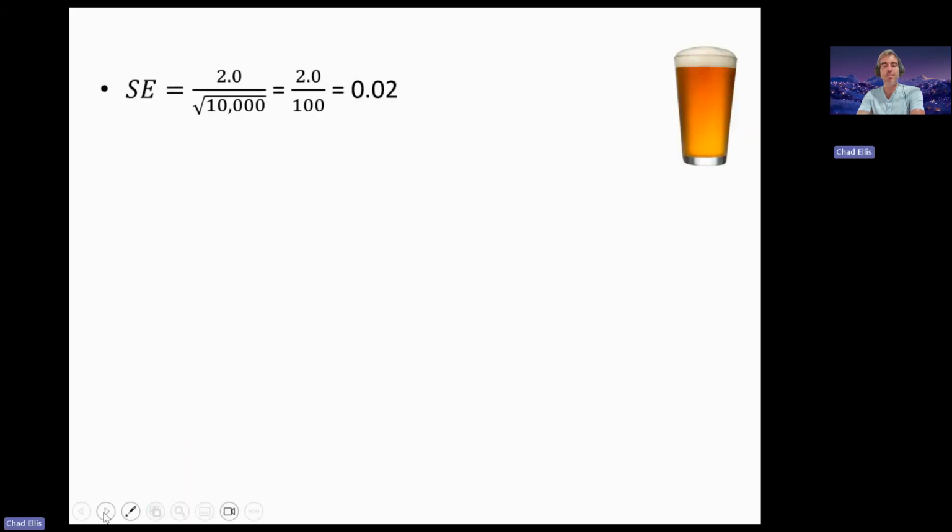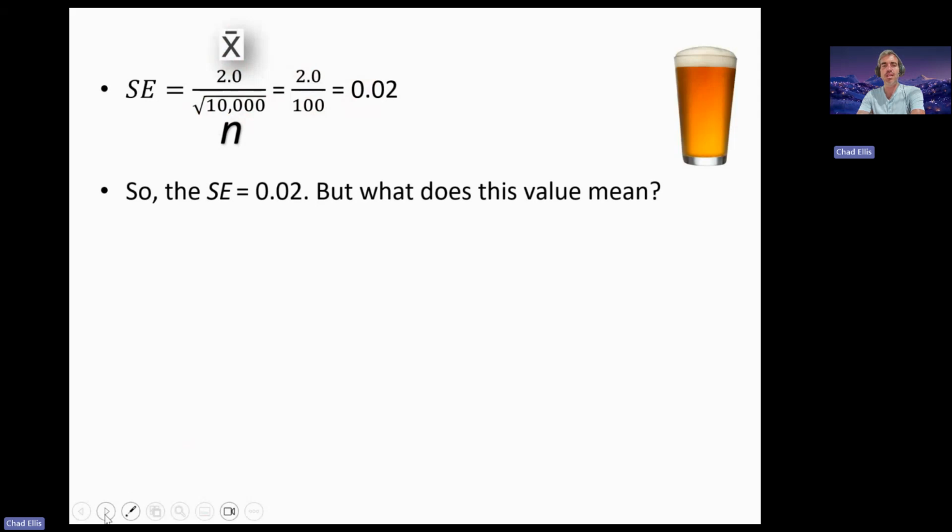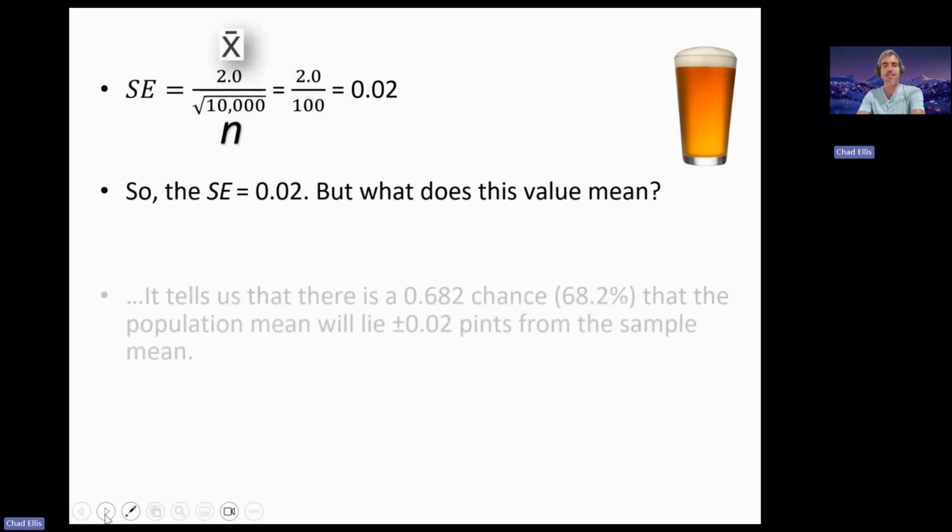So if we plug in our numbers there, we plug in our sample standard deviation of 2, and 10,000 for a sample size N. Take the square root of 10,000, which is 100. So 2 divided by 100 gives us a standard error of 0.02. Okay, so you might be asking, well, what does that mean? What does 0.02 mean? What does that value actually tell us?